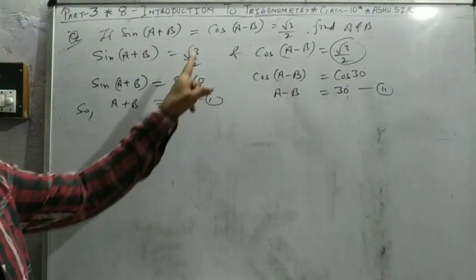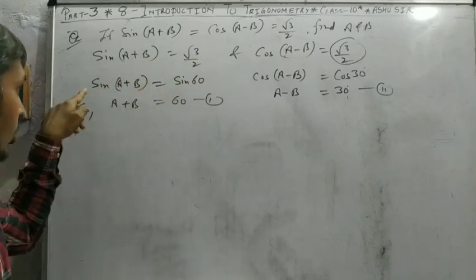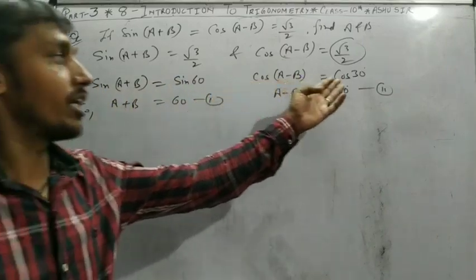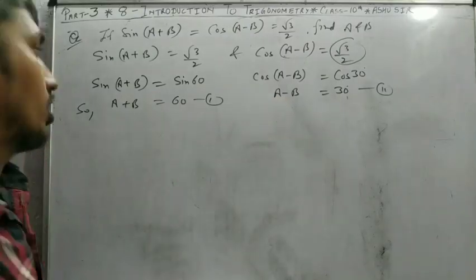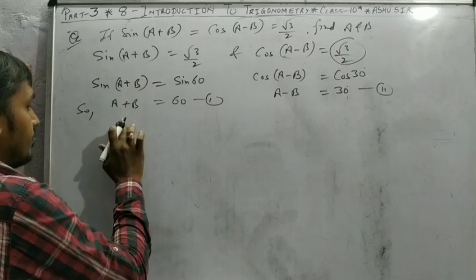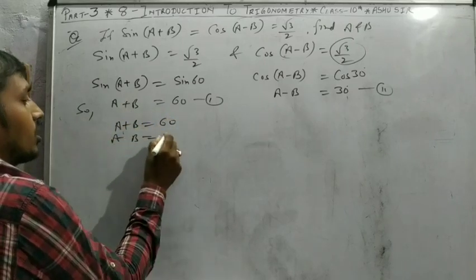Means in place of this we can put the value in terms of sine, because the expression shows sine, so you can take sine here. Here we can take cos. So A + B = 60, A - B = 30. So write down A + B = 60, A - B = 30.